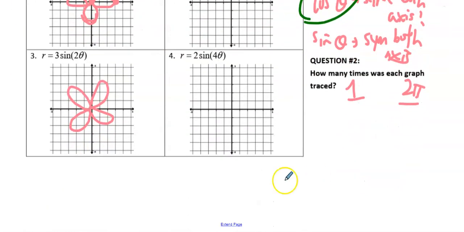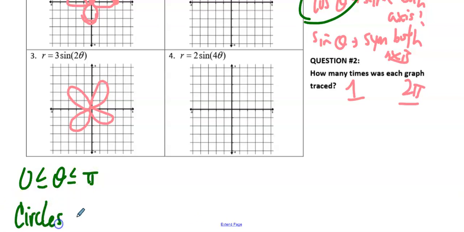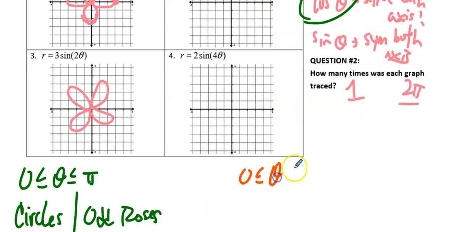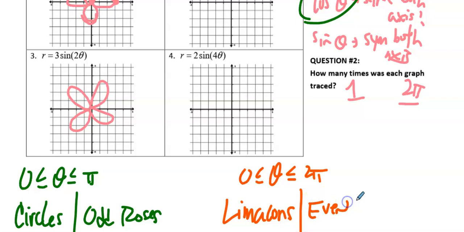So let's really quickly think about, well, which ones were the period from 0 to pi? Well, those were circles, and those were odd roses. And then what happens with 0 to 2 pi? Well, those were the limaçons, and then your even roses. And then, ladies and gentlemen, the easiest way for you to talk about where something starts is just plugging 0 into your equation and see what the radius is. If the radius is 0, it's going to start at the pole. If the radius is any other number, then it's going to be that value.